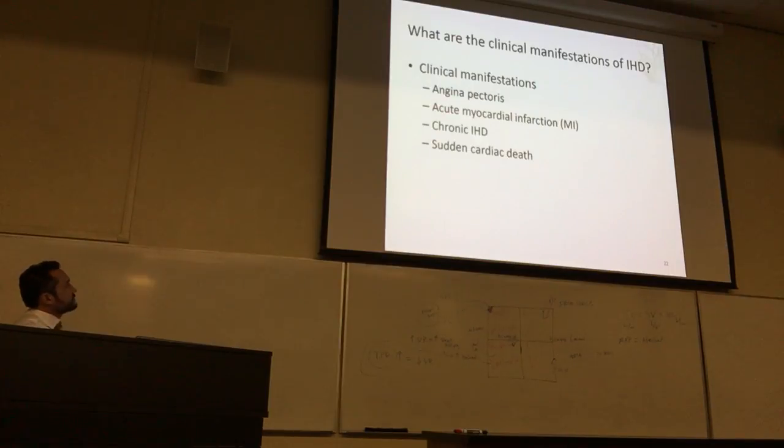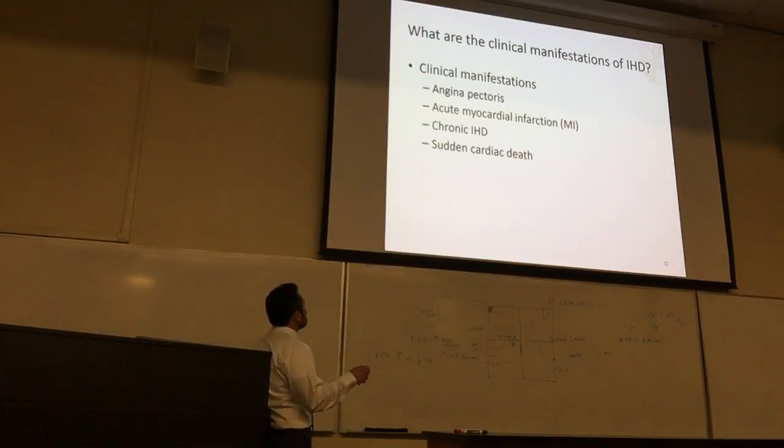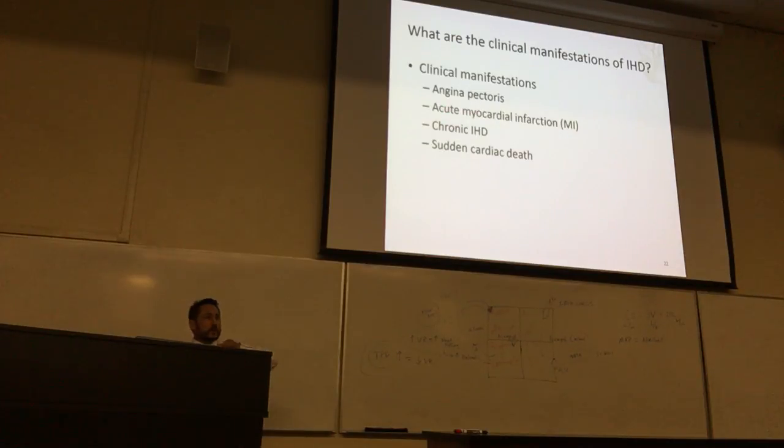So now we get chest pain, angina pectoris. It's really a strangling feeling in the chest. That's what angina translates to. Then there's acute myocardial infarction, a heart attack, an acute MI, where the heart just stops working. You can have chronic ischemic heart disease, where over a long period of time the heart becomes ischemic, or you could have sudden cardiac death.